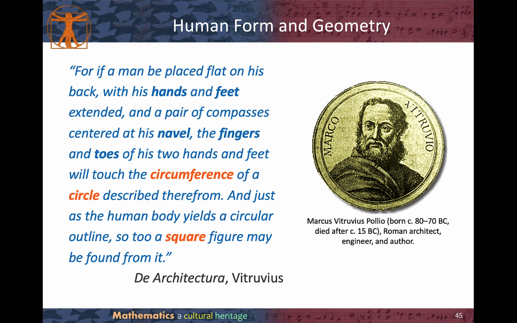Vitruvius was once a free citizen in the Roman Empire. He was multi-talented and he worked as an architect, engineer, and an author. In his De Architectura, which means 10 books of architecture, he said, "For if a man be placed flat on his back, with his hands and feet extended, and a pair of compasses centered at his navel, the fingers and toes of his two hands and feet will touch the circumference of a circle described therefrom. And just as the human body yields a circular outline, so too a square figure may be found from it."